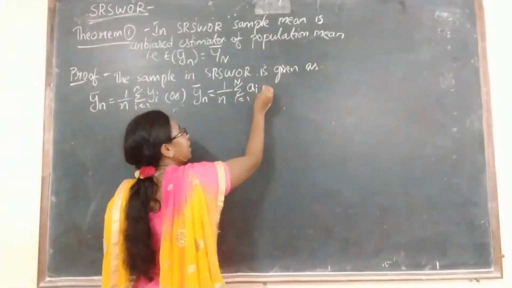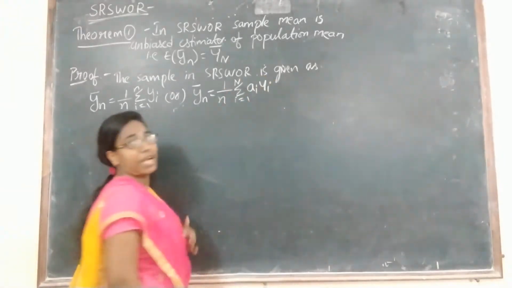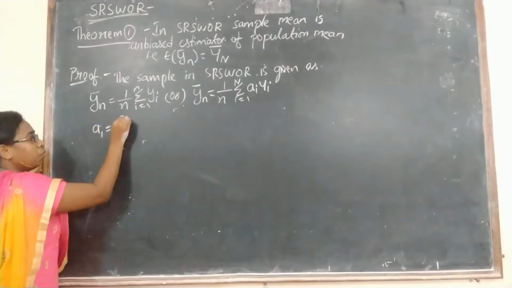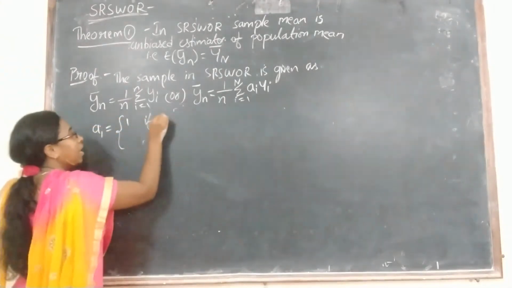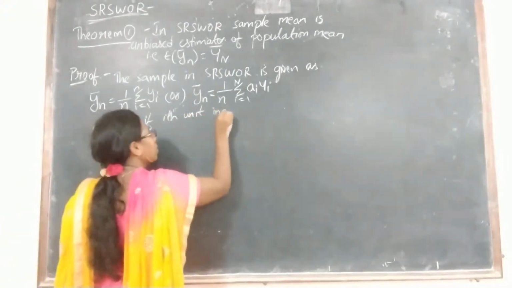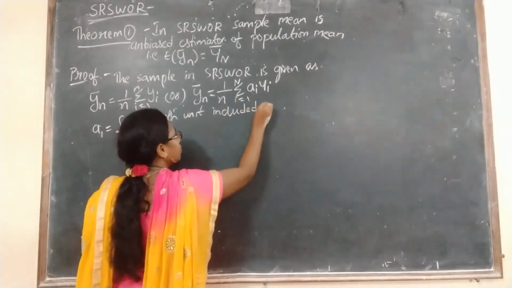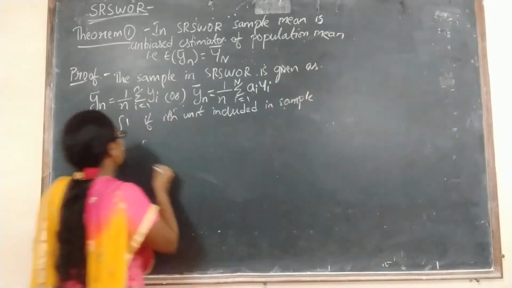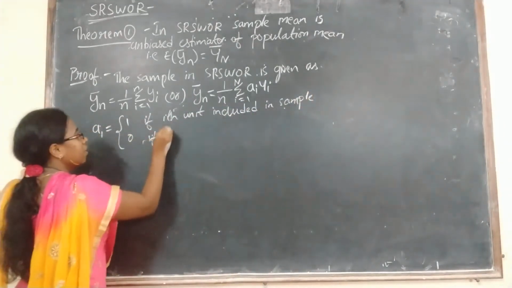ai into capital Yi. What is the ai value? ai equals 1 if the ith unit is in the sample. So if you are including it, you will get 1. If you are not including it, you will get 0.